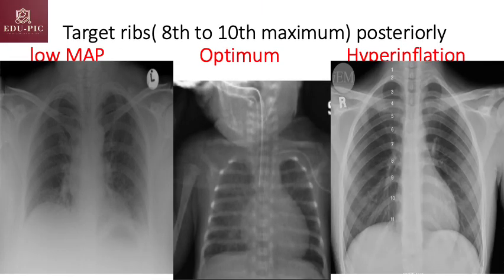After you do the initial settings, you have to do an X-ray to check your setting. Here is the optimum for the diaphragm. Usually we're targeting to reach the 8th to 10th rib maximum posteriorly. Here is hyperinflation, as you can see. Now we're reaching the 11th rib. And here is low MAP, and as you can see it's a high diaphragm and the lungs are not inflated well.